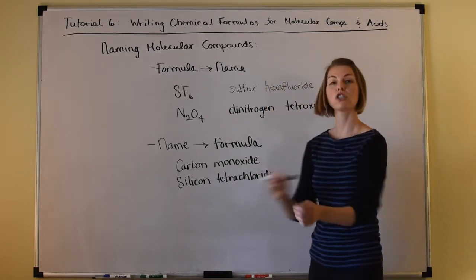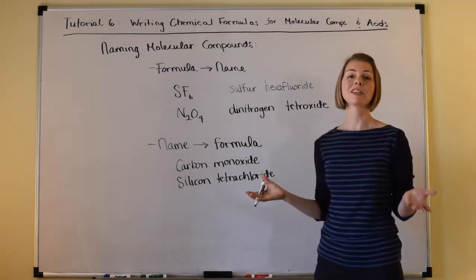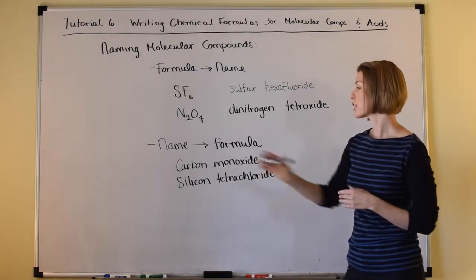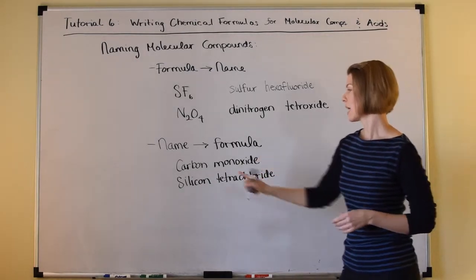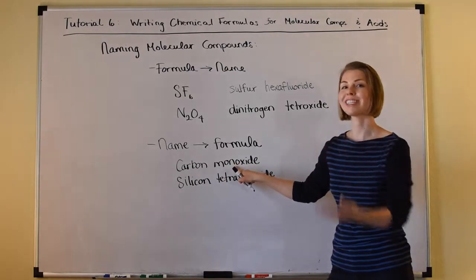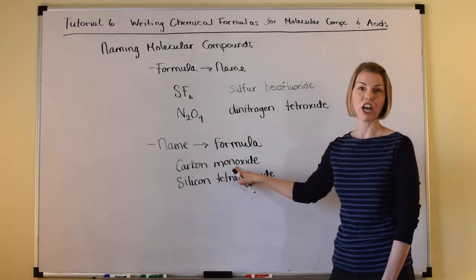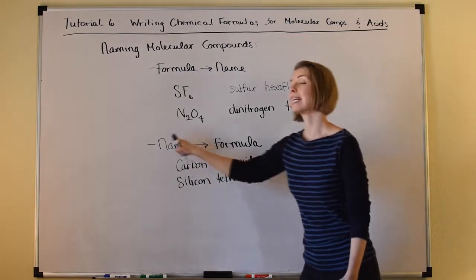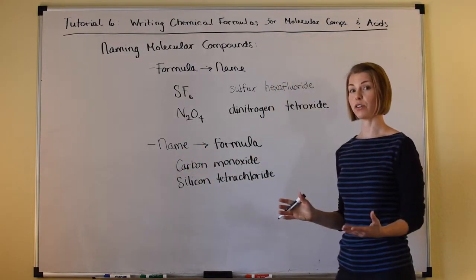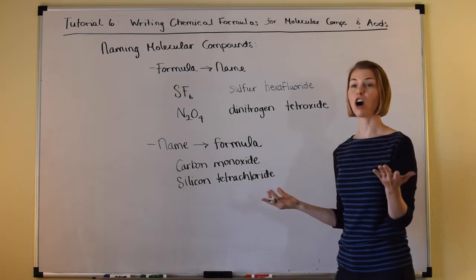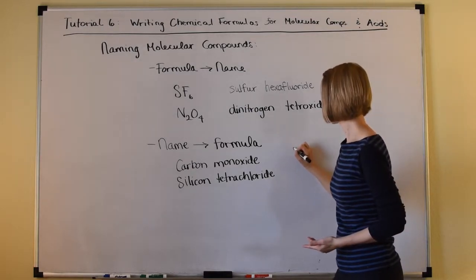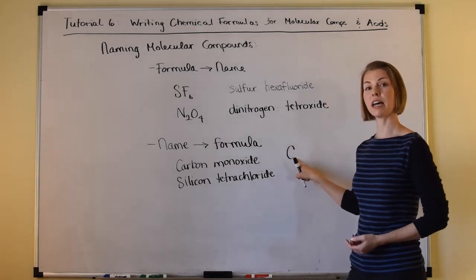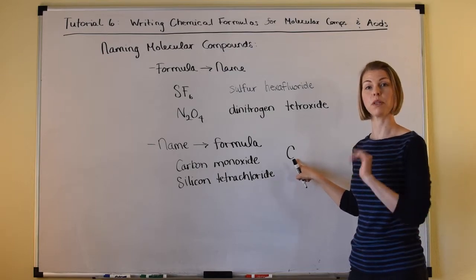Okay, so these 2 examples. I don't even think we need to go through rules. First thing you're going to see when you look at these names is that the prefixes will already tell you how many of each element there are. So let's just start with carbon. The lack of the prefix should tell you 1. There's just 1 carbon. So when we write the formula, we're not going to write a subscript here, because remember we always drop the 1.